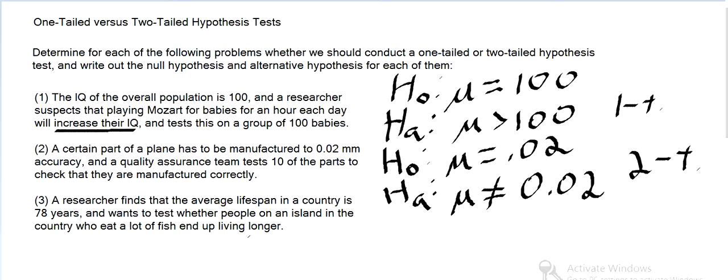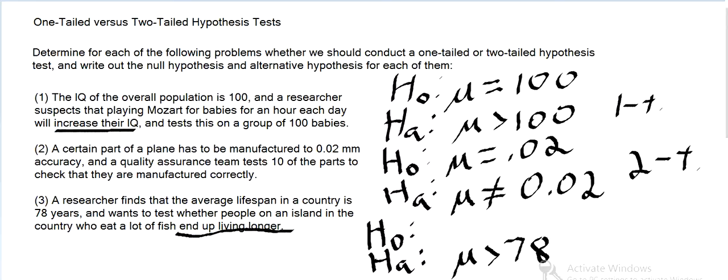And then finally, a researcher tests whether people on an island have a different lifespan than the overall lifespan, and the researcher thinks that because they eat a lot of fish, they end up living longer. So that suggests the researcher thinks that the mean is greater than 78. And then the base claim would be that it's actually equal to 78. That's a one-tailed test, because the researcher thinks it's longer than 78.